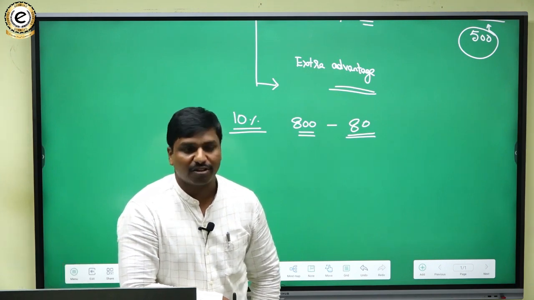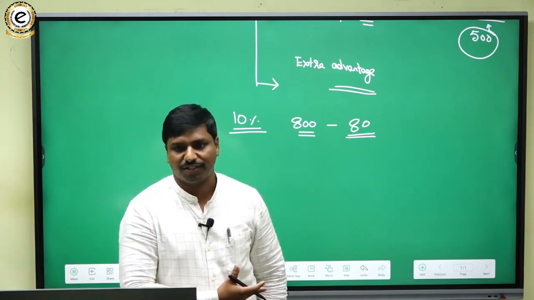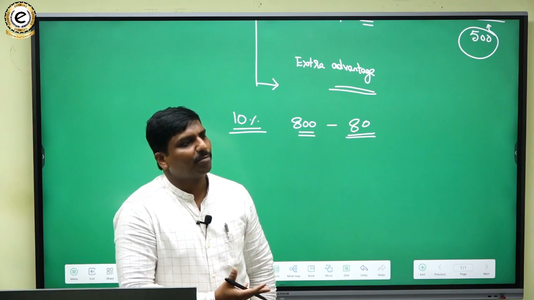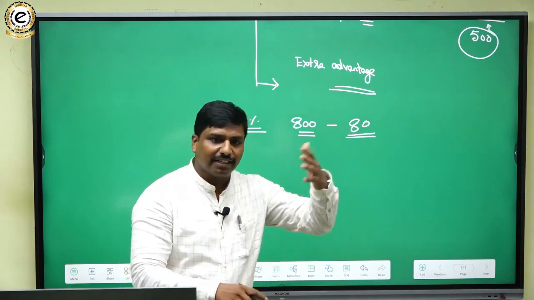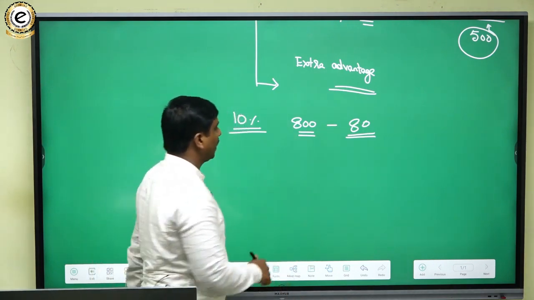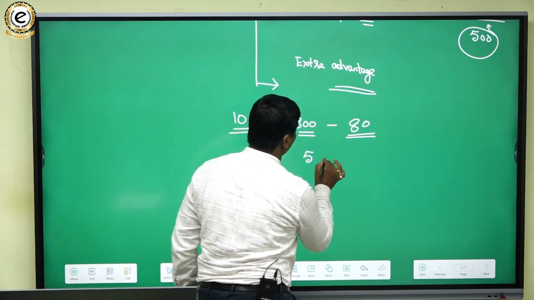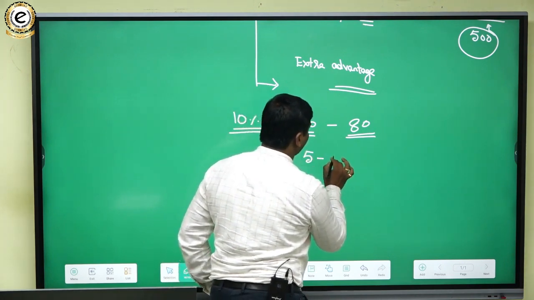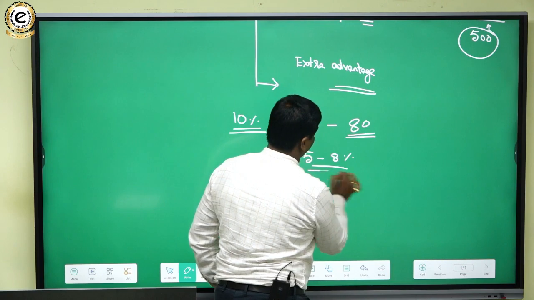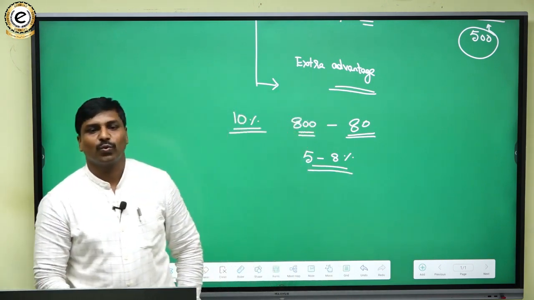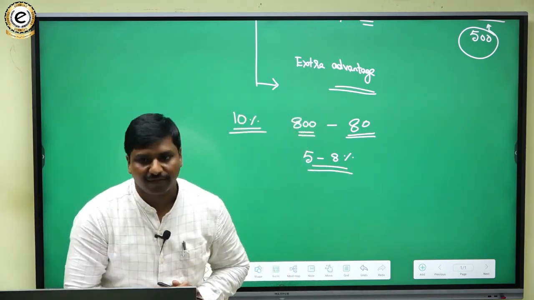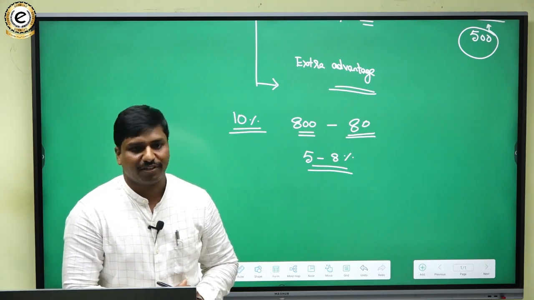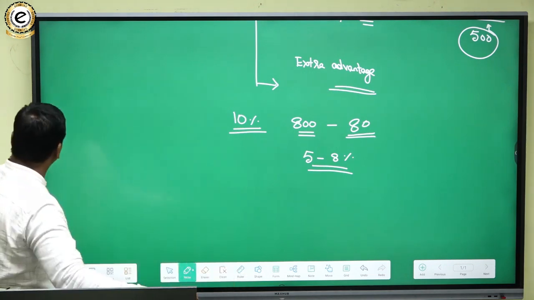One of the biggest competitors for anthropology is sociology. The rest of the optionals have a little less success rate, roughly 5 to 8%. So that's the success rate of anthropology optional. That is one thing.